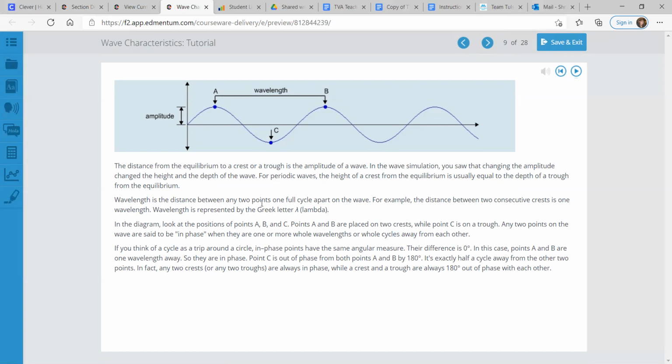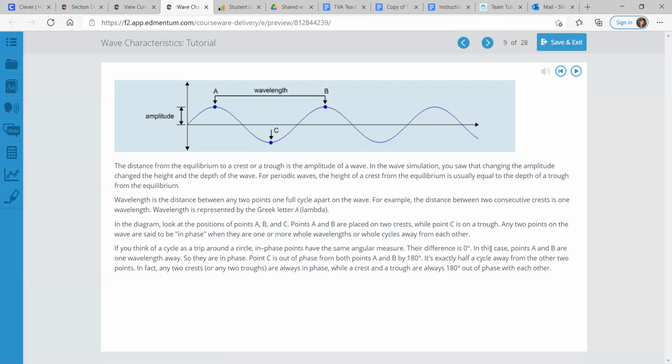So if we look at the positions of letters A, B, and C, point A and B are placed on 2 crests. Point C is at a trough. Any 2 points on the wave are said to be in phase when there are 1 or more whole wavelengths or whole cycles away from each other. If you think of a cycle as a trip around a circle, in phase points have the same angular measure. Their difference is 0 degrees.